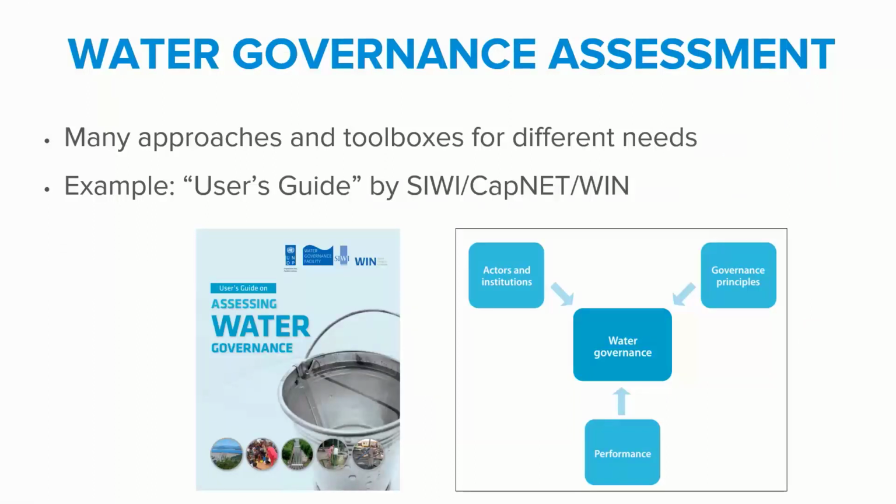Even though all governance systems follow the same underlying logic, they also have many different elements and assessment can become complicated very fast. Therefore, it is useful to consider using one of the many published existing tools instead of customizing your own assessment. One example for an existing tool is the User's Guide for Assessing Water Governance, issued by the Stockholm International Water Institute, CapNet, and the Water Integrity Network. It assesses the governance system in 3 dimensions, namely actors and institutions, principles, and performance.